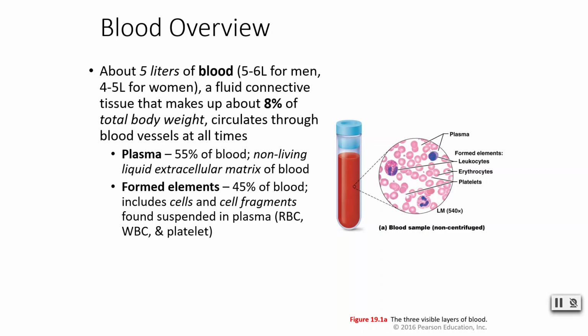Your blood cells are your formed elements. That is the other 45% of your blood. This also includes cell fragments, which are what your platelets are. And then the blood cells themselves include both the red blood cells and the white blood cells.